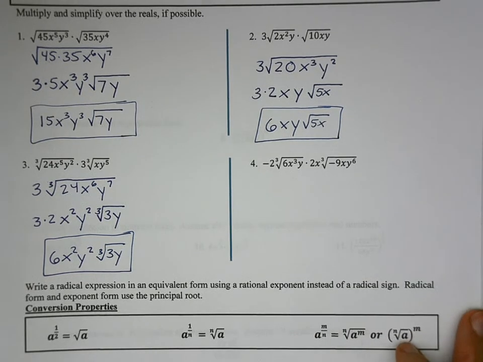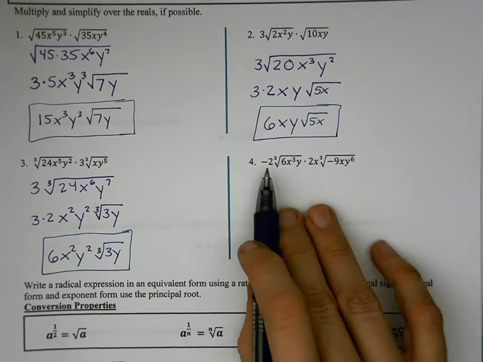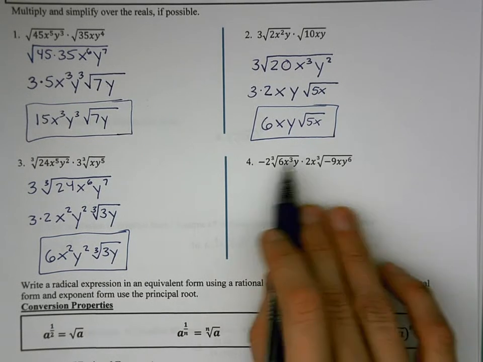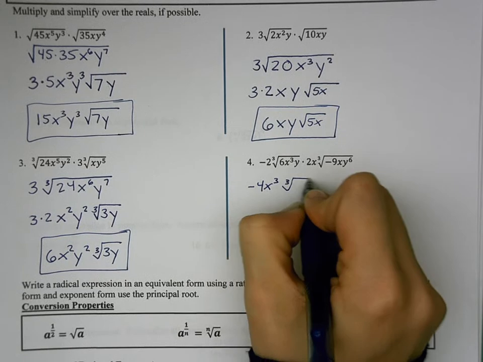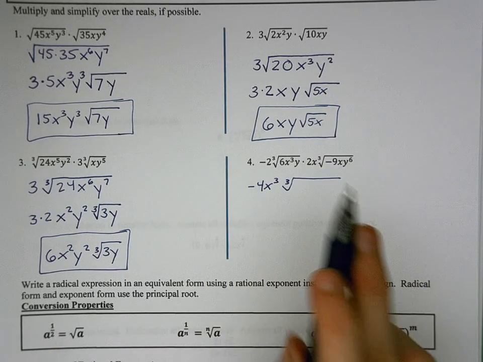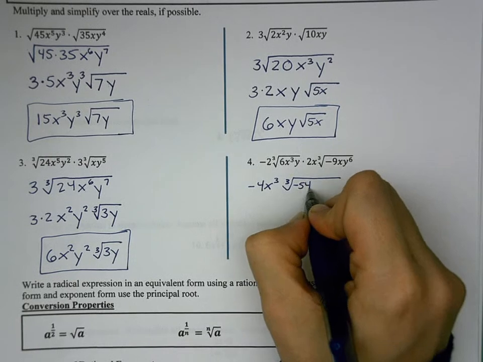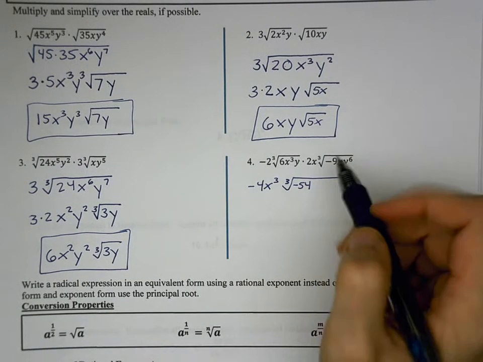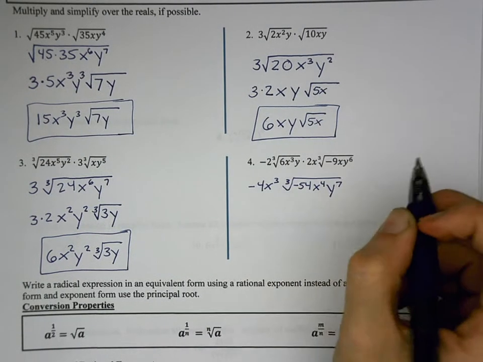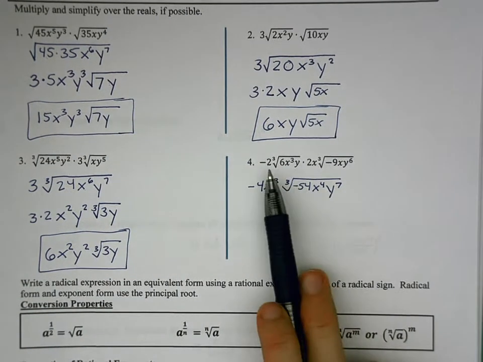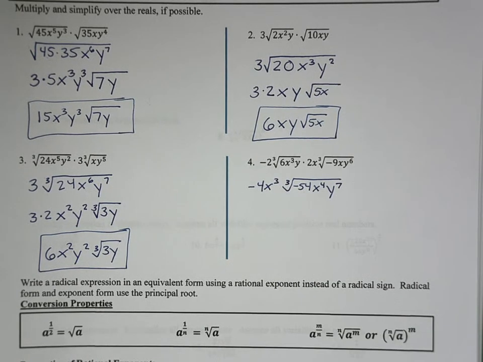Okay, number 4. Now we have coefficients on both ones, so we're going to go and multiply. Negative 2 times 2x cubed is negative 4x cubed. And we have the cube root of, underneath, 6 times negative 9 is negative 54. X cubed times x is x to the 4th, and y times y to the 6th is y to the 7th. Again, odd indexes, so we don't need to worry about absolute value bars at all for this problem. Again, even powers with even indexes that end up being odd are where absolute value bars kick in.